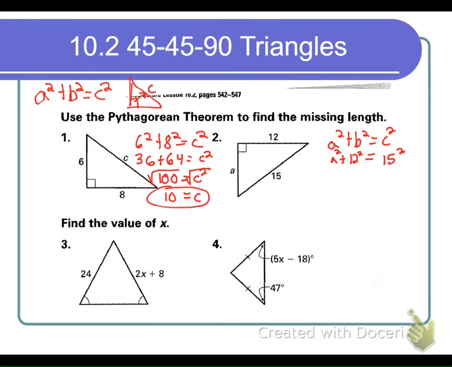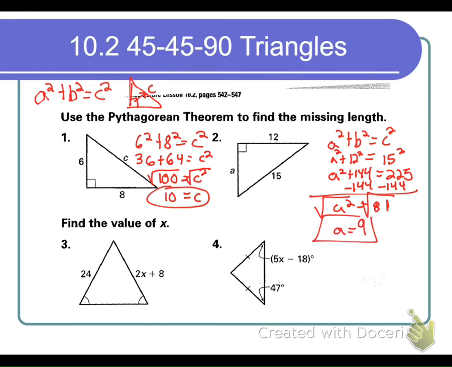What is 12 squared? 144. What's 15 squared? 225. What was my next step? Subtract 144. Okay, what do we get? 81. A squared equals 81. Ooh, that's a weird 8. Okay, and then what do we do to undo that square? Square root it. Thank you. A equals 9. Nice work.